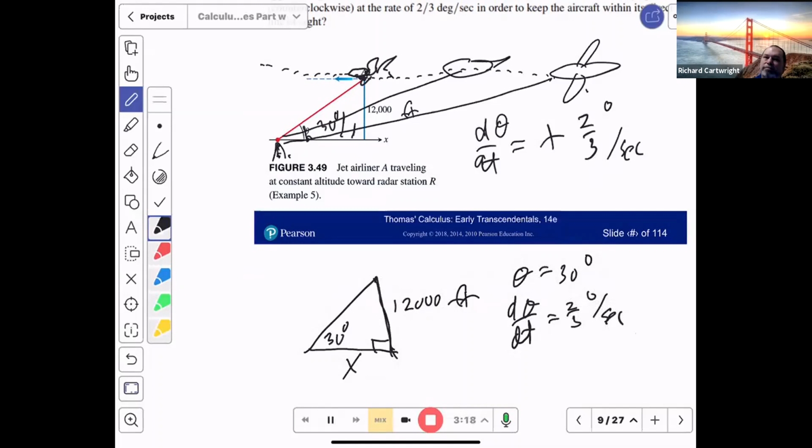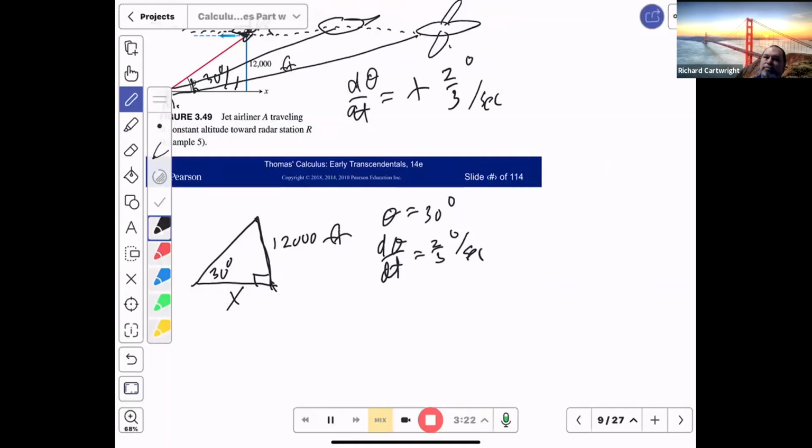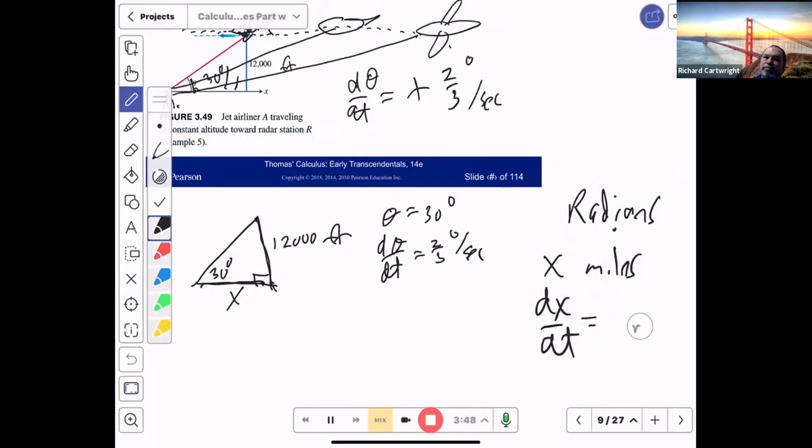So look at all the problems I have already. I don't do degrees in calculus. I need radians, so in a minute I'm going to have to convert everything into radians. Also, he wants the speed. Well, if the plane is x miles away, and we want to find dx dt, he wants it to be in miles per hour.